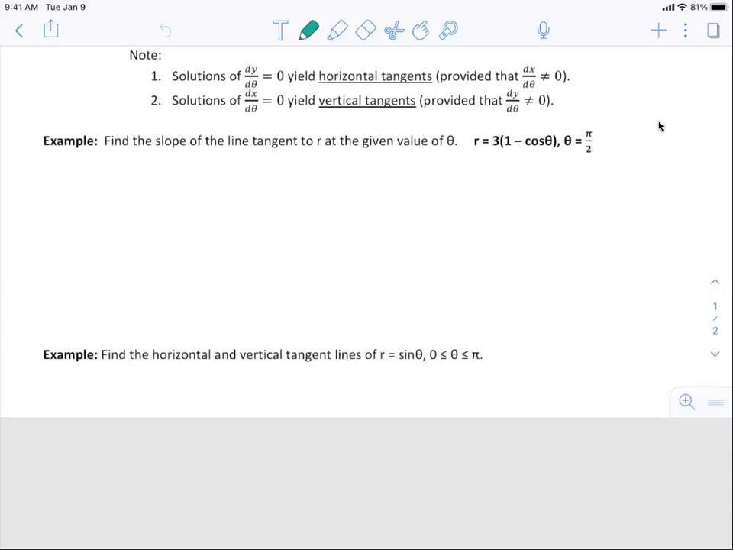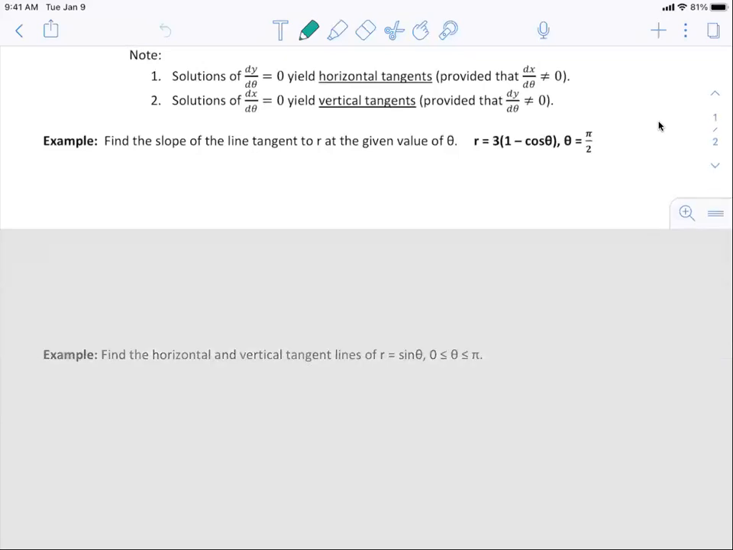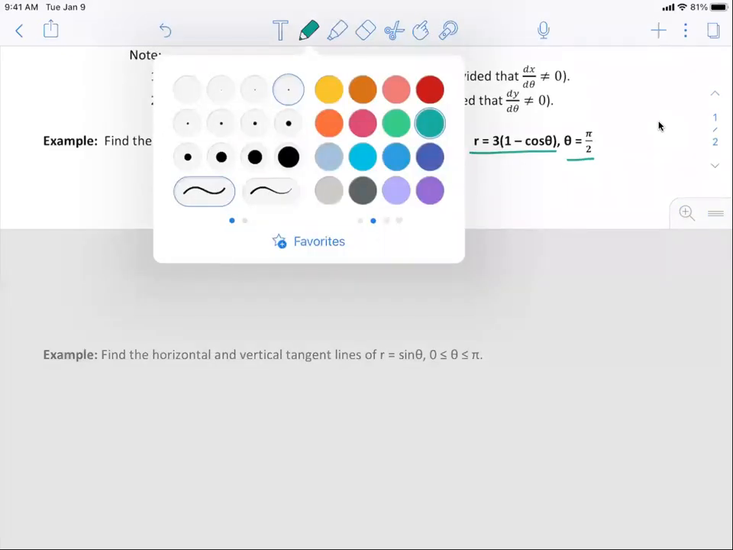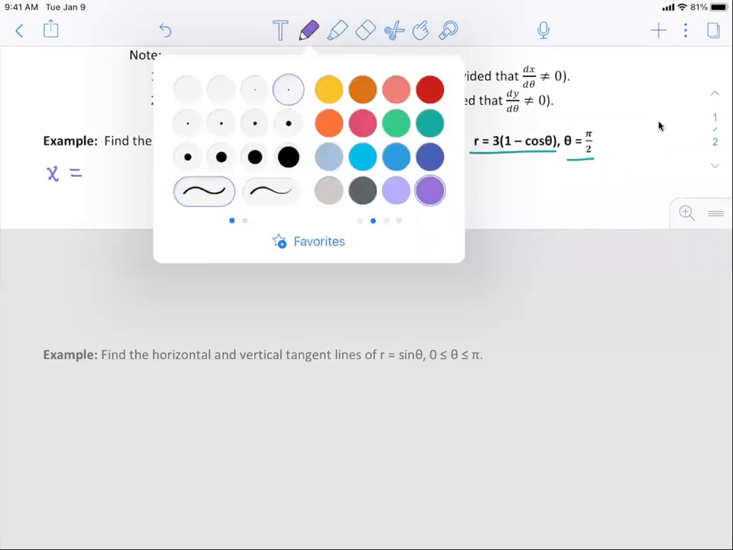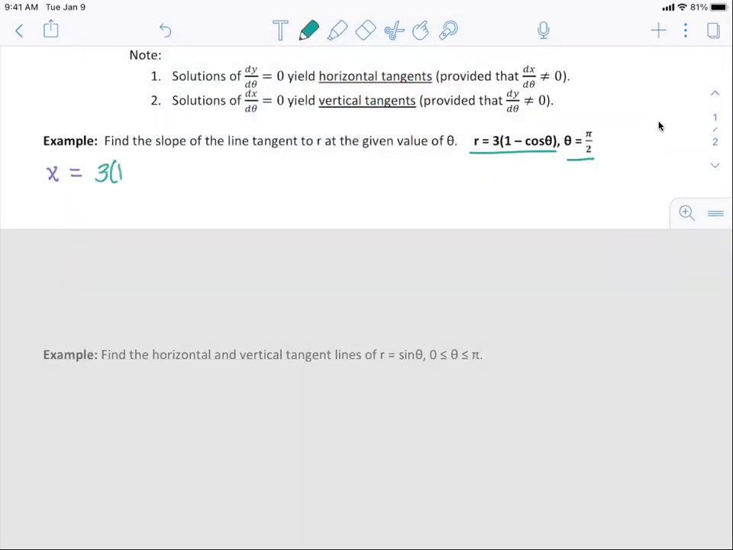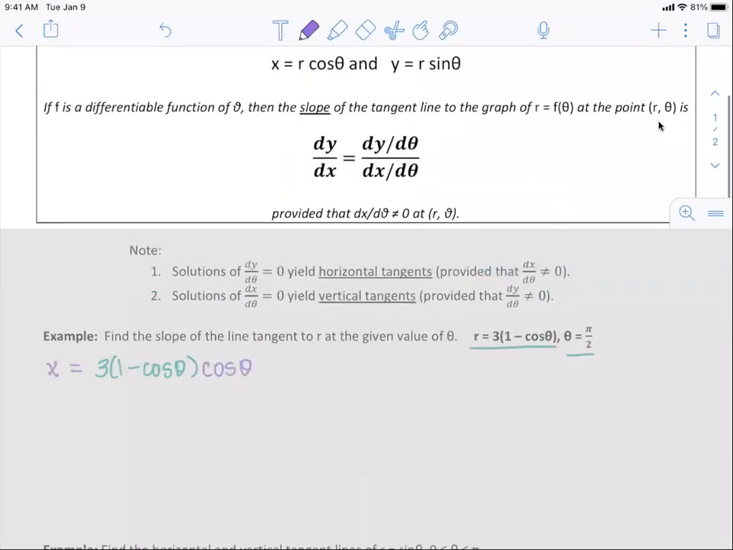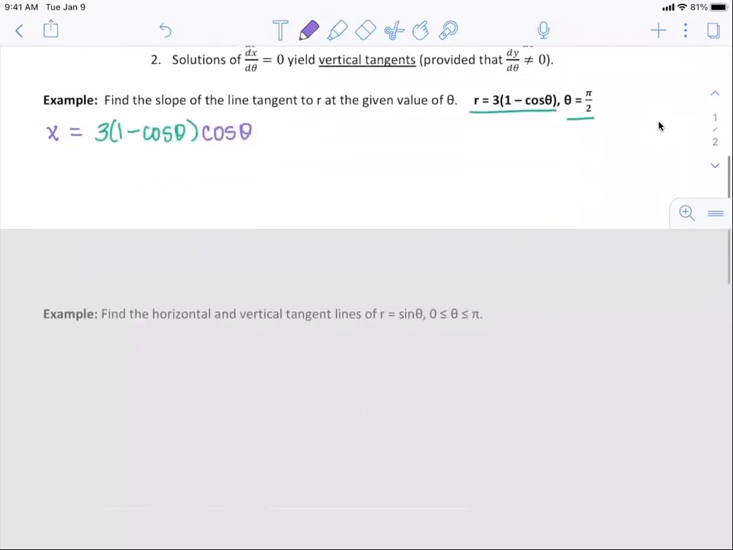So first, we want to find the slope of the line tangent to r at the given value of theta. So we have this equation, r equals 3 times (1 minus the cosine of theta), and our value of theta is pi halves. First thing we have to do is write this in parametric form. So we want x to be equal to r, which we know is 3 times (1 minus the cosine of theta), times cosine theta. Again, this is r, that was the equation we had, times cosine theta, that's the rule. So that's why we're multiplying by this extra cosine theta.